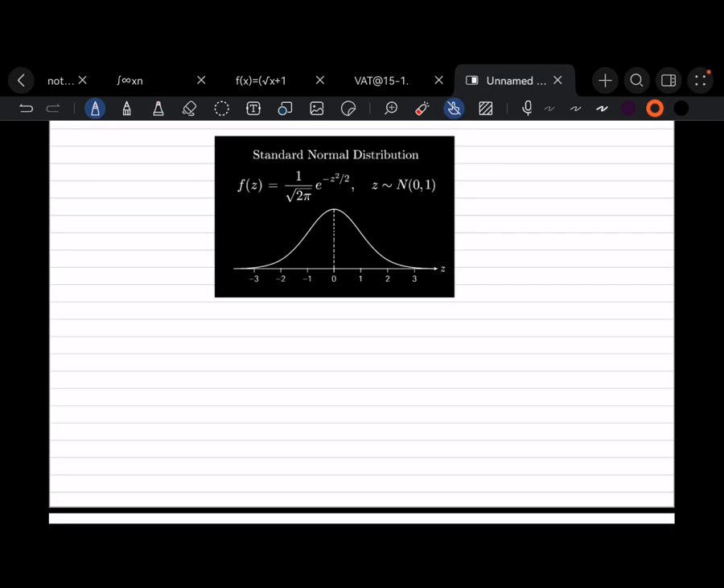Okay, cool. Welcome to another tutorial. In this tutorial, I want to derive the moment generating function of a standard normal distribution. We know that the standard normal follows the mean 0 and variance 1, but we want to show it.